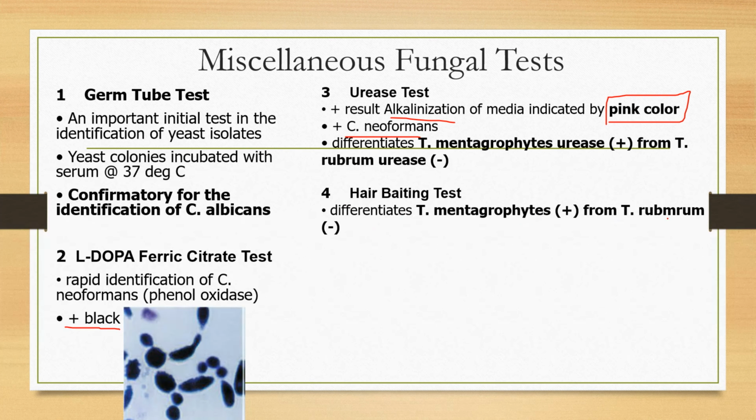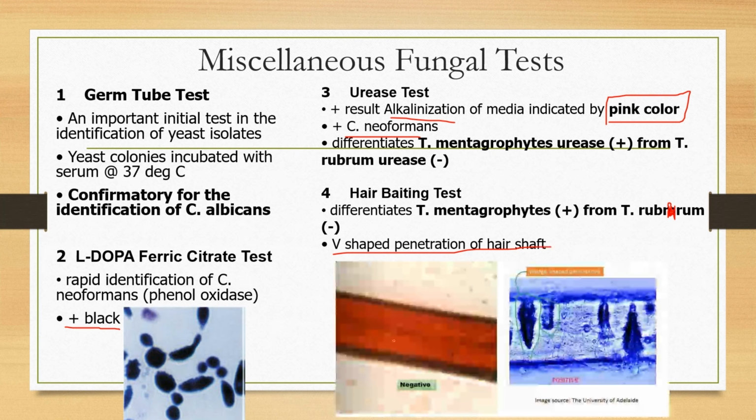Then you have your hair baiting test. Differentiates mentagrophytes from rubrum. Sorry, typo. So si mentagrophytes positive, si rubrum negative. There would be V-shaped penetration of the hair shaft. So ayan siya. When you do the hair baiting test, if it's positive for mentagrophytes, the stain would penetrate the hair shaft. Because inside the hair shaft class is your fungi. So yung fungi na mentagrophytes would be stained. While if it's negative, there would be no penetration. So that's hair baiting test.